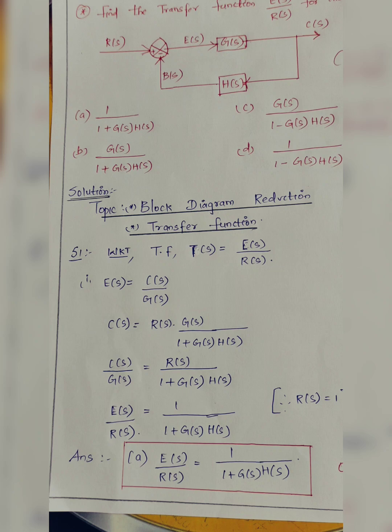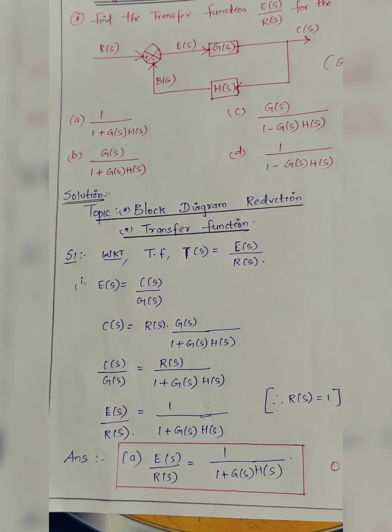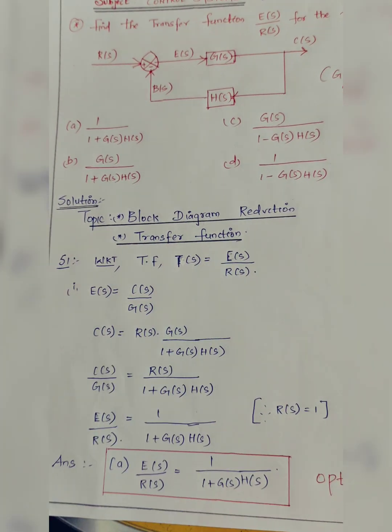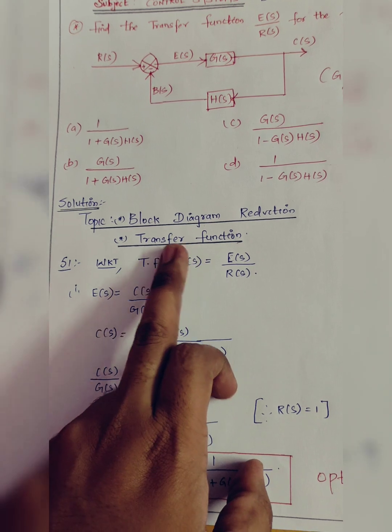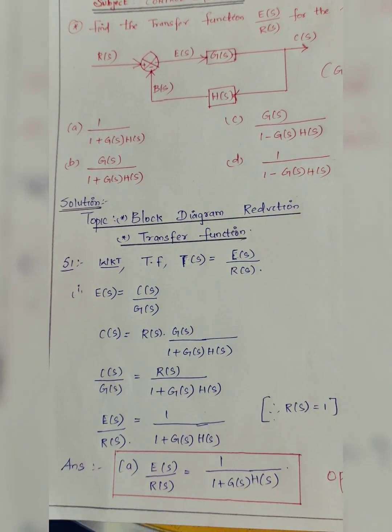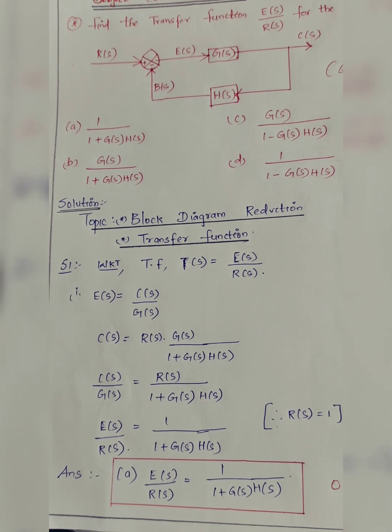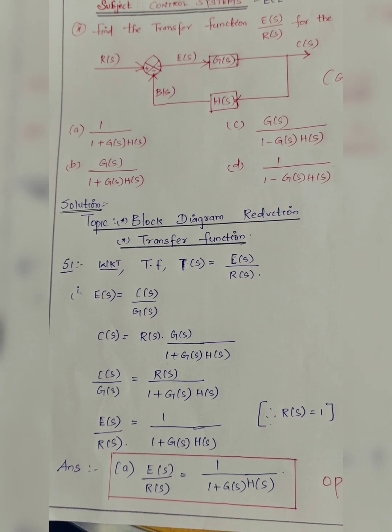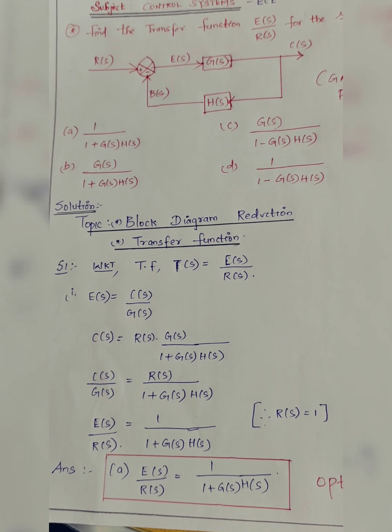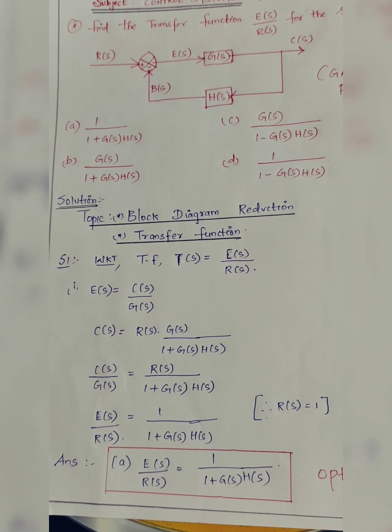Solution. Completely we know this. The problem purely depends on the block diagram reduction. Then we need to find only the transfer function. Okay. We know that transfer function T of S is equal to E of S by R of S. That is what the question asks us to find, E of S divided by R of S.